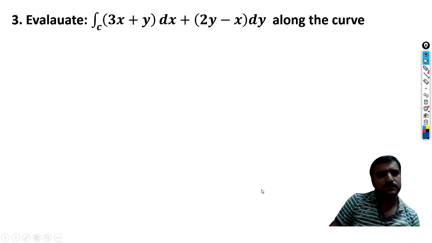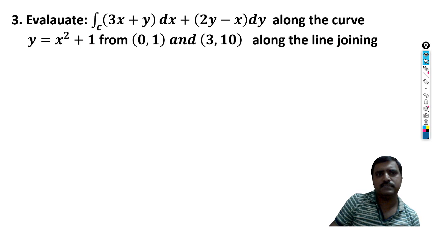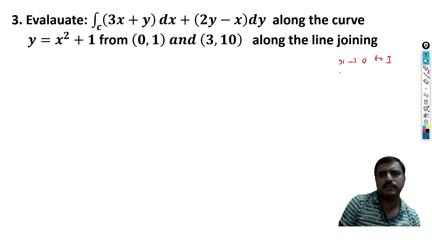One more problem of the same type. Integration over c of (3x + y) dx + (2y - x) dy along the curve y equals x square plus 1, which moves from (0, 1) to (3, 10). In this curve, if you take the limit of x, x varies from 0 to 3. If you take the limit of y, y varies from 1 to 10. Like that we have to take the limit.